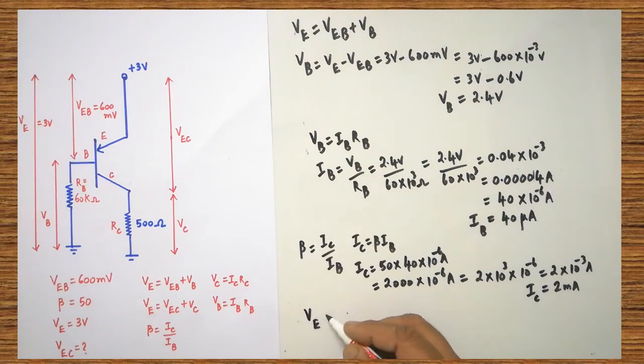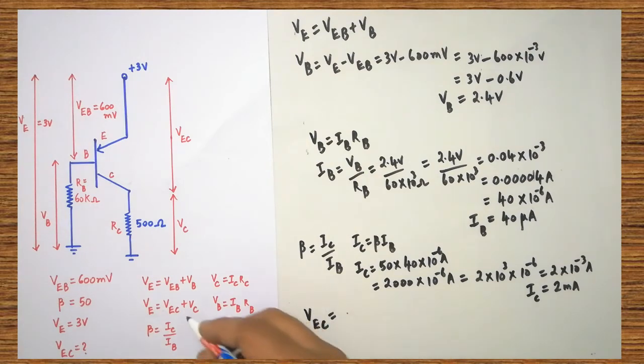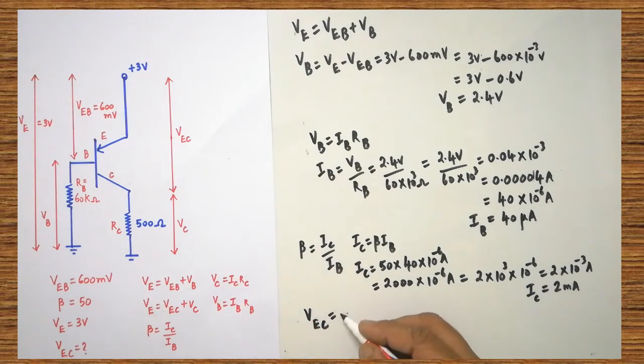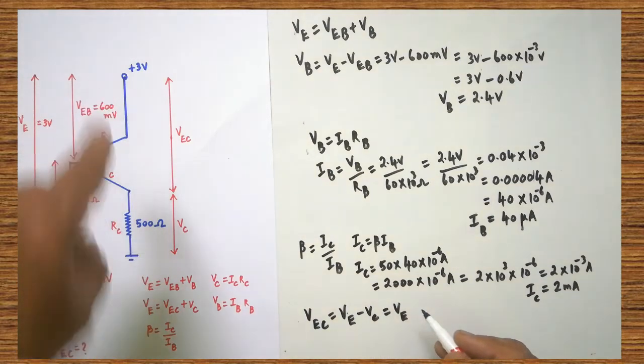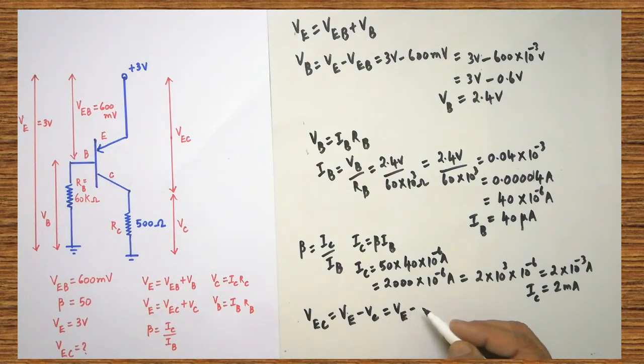VEC is equal to VE minus VC. Are you clear? VE is already known, 3 volt. It is given in the problem. How to calculate VC? VC is nothing but IC into RC. That is the formula to be used. Now VE. What is the value of VE? 3 volt minus IC value is 2 milliampere.